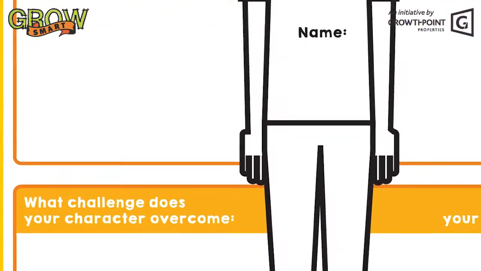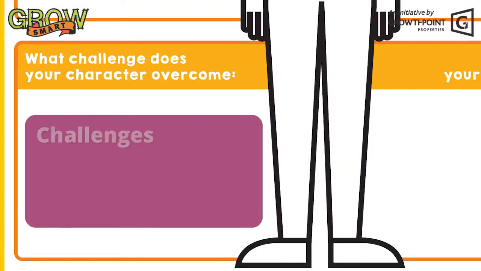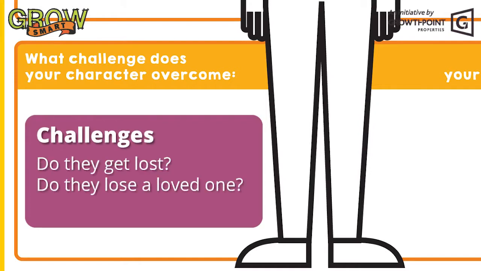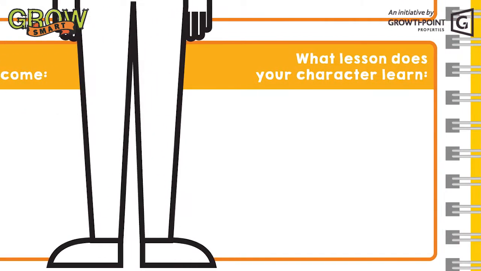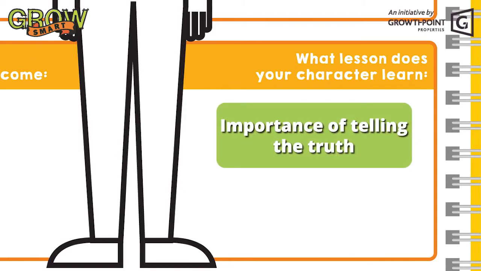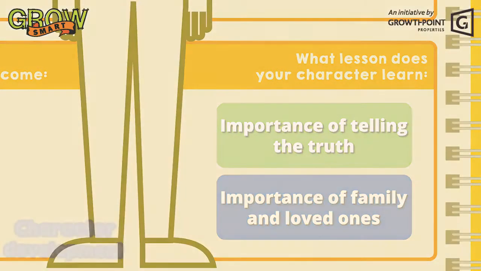Another thing you need to consider is the challenges that your characters face. Do they get lost somewhere? Do they lose a loved one? Or maybe they have a tough decision to make. You also need to think about the lessons that they learn. Maybe they learn the importance of telling the truth. Maybe they learn the importance of family and loved ones.